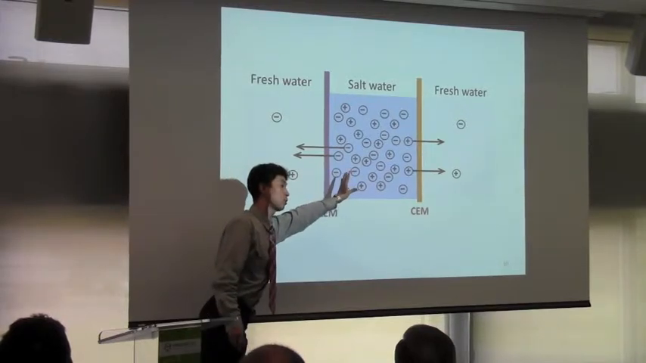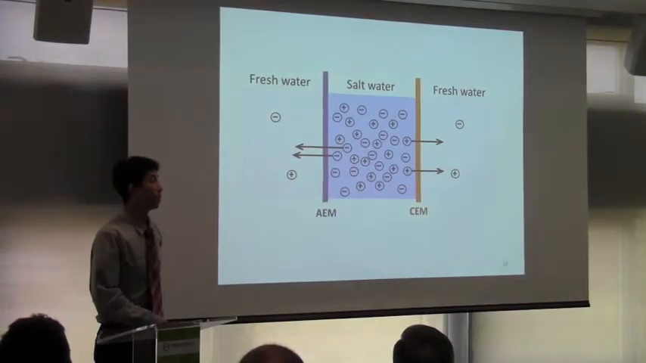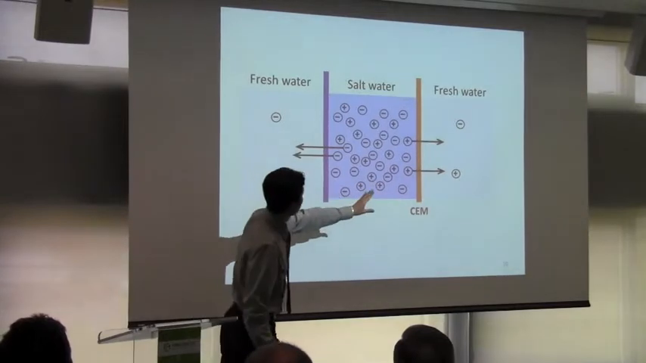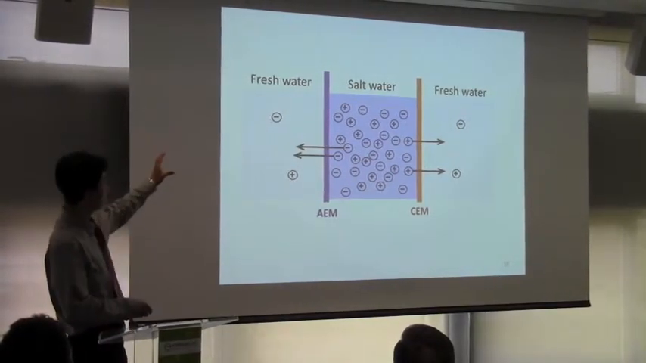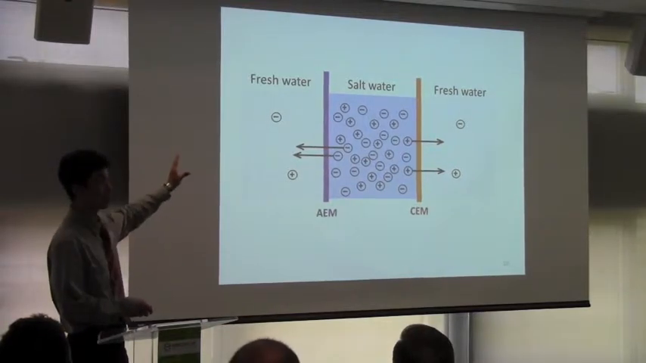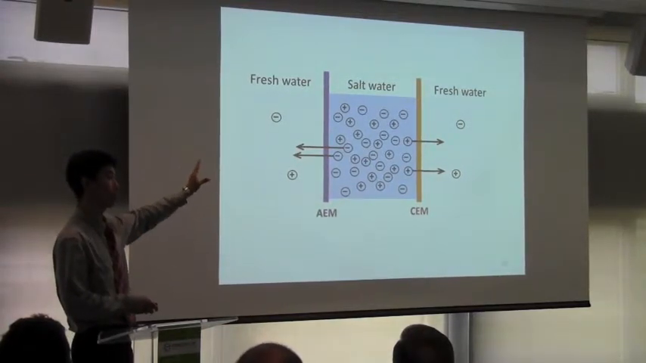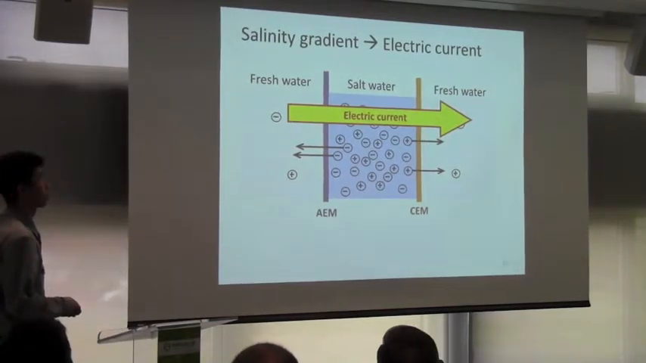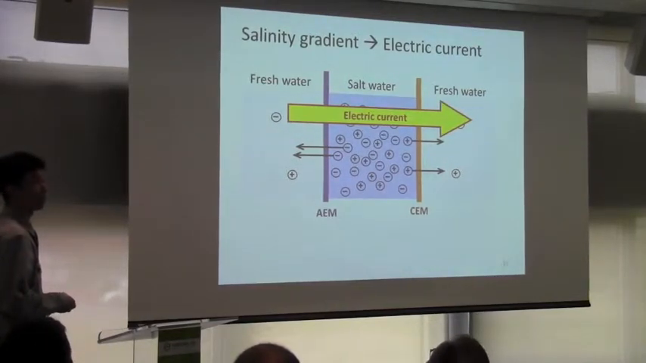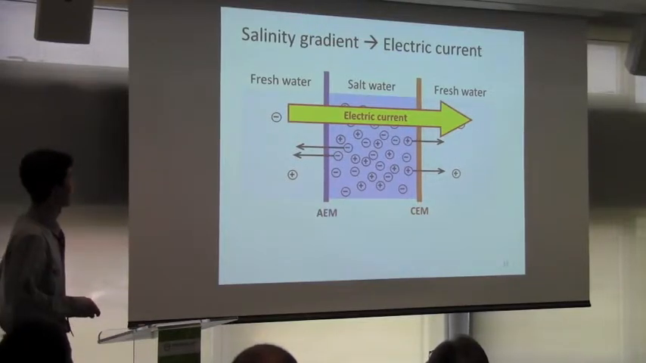So anions can travel only to the left. And the same thing happens over here: there is cationic transfer to the right. So basically, we have positive charge transfer to the right and negative charge transfer to the left, which means we have electric current generation using the concentration difference between salt water and river water.